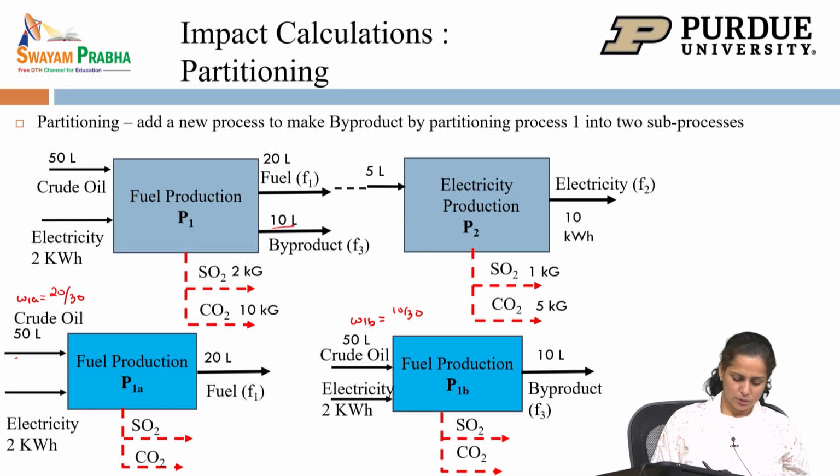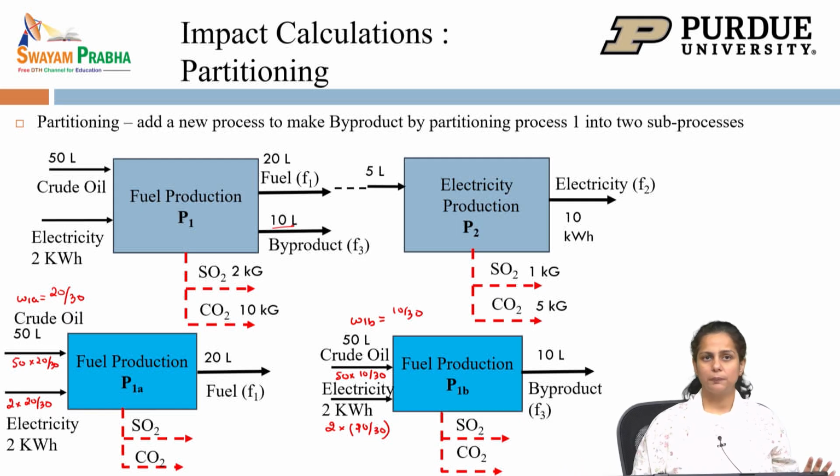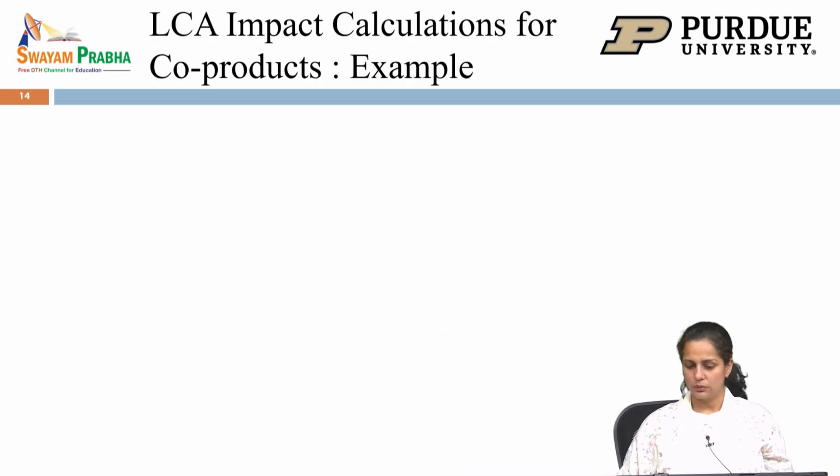And so, your crude oil will go into 50 times 20 by 30 for this one, and this will be 50 times 10 by 30. Similarly, for electricity, it will be 2 times 20 by 30 here, and this will be 2 times 10 by 30. Okay. So, now we have calculated that. Similarly, we will do SO2 and CO2 as well, but let us look at the scaling factor calculation.